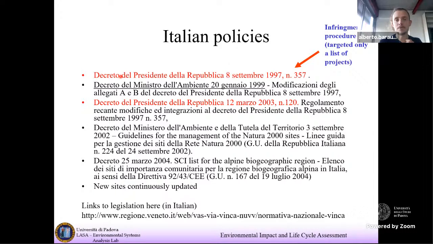underwent an infringement procedure because it did not include as targets for appropriate assessment all plans or projects which can have significant negative effect on a Natura 2000 site. It listed categories of projects that should undergo appropriate assessment. So since the directive says all plans or projects that can have an effect, we had an infringement procedure in Italy, and then this was fixed with the decree from 2003.